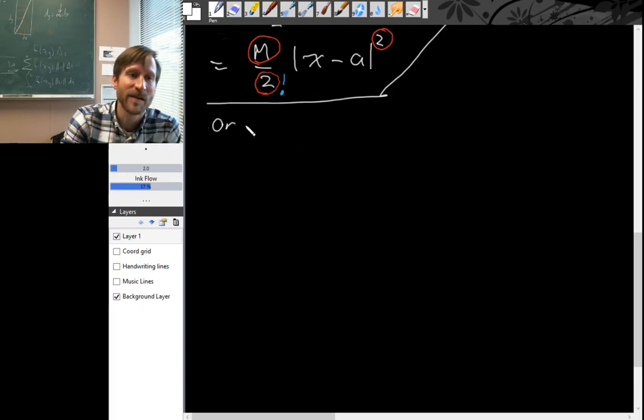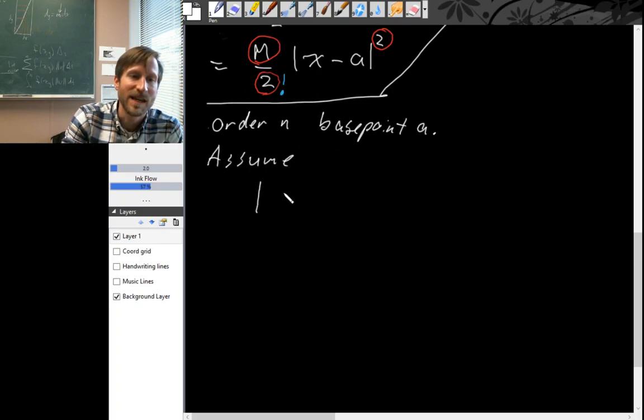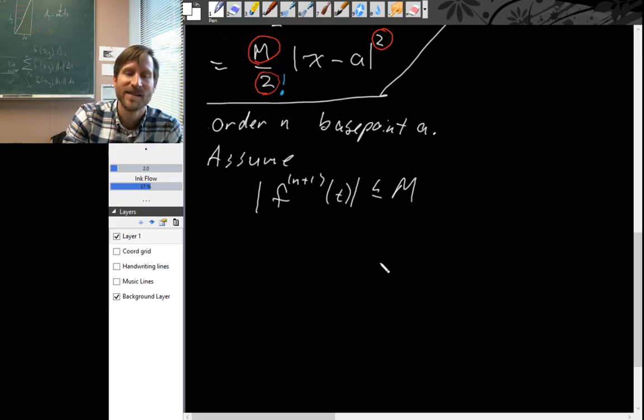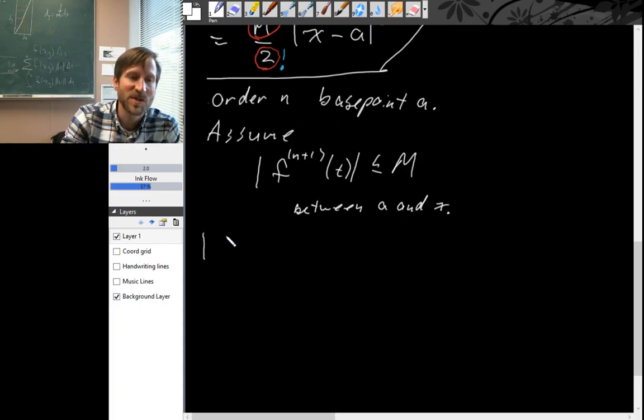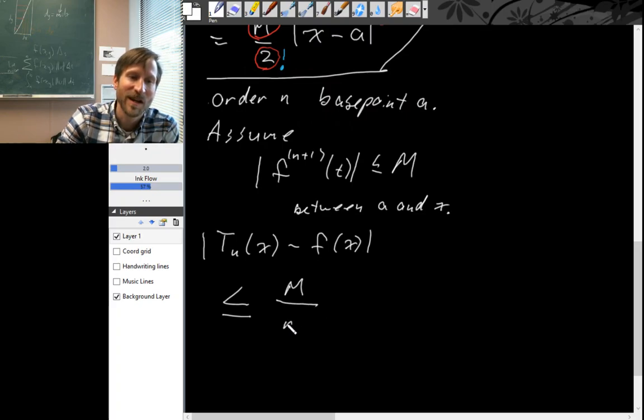So choose your order n and your base point a. And assume, additionally, that the n plus first derivative of f is bounded by some number M between a and x. Okay. And in this case, the difference between the nth Taylor polynomial and the original function is definitely no larger than our magic number M over (n plus 1) factorial times the absolute value of x minus a to the n plus 1.